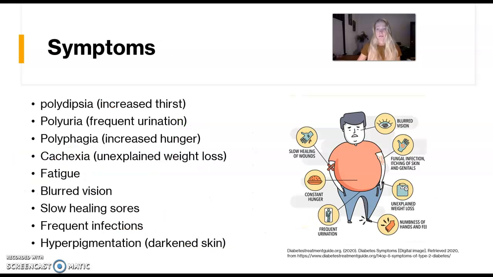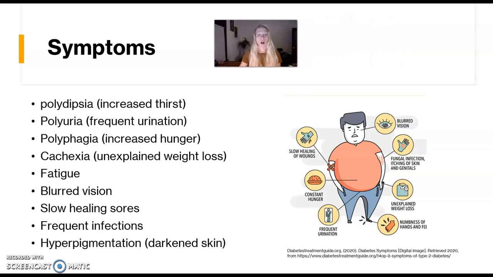Symptoms of diabetes, type 1 and type 2 are very similar. The biggest difference is that in type 1, you have abrupt symptom onset, and then in type 2, it is much more gradual because it takes a long time to become resistant to your own body's production of insulin.